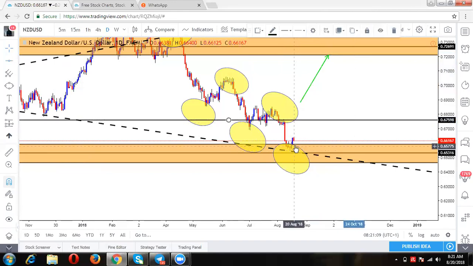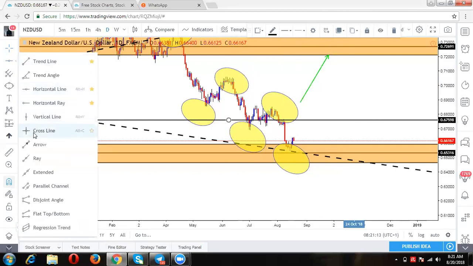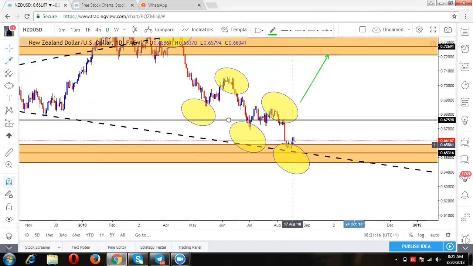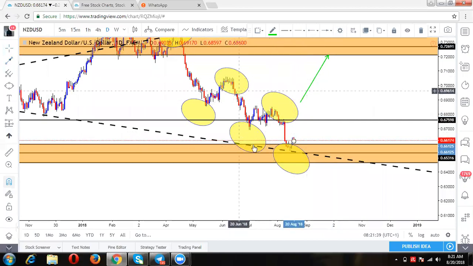So if this pair forms a higher high, if the next peak it forms is higher than this previous one, then you're going to know that this is the end of the downtrend. So we're looking to buy longer term. But as long as it's still forming lower highs, lower lows, lower highs, lower lows, it is still a downtrend.